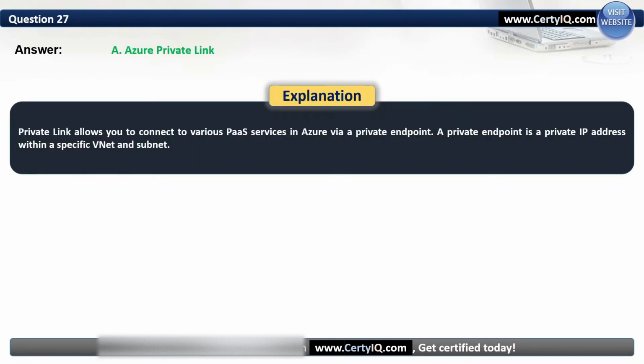Private Link allows you to connect to various platform as a service services in Azure via a private endpoint. A private endpoint is a private IP address within a specific VNet and subnet.